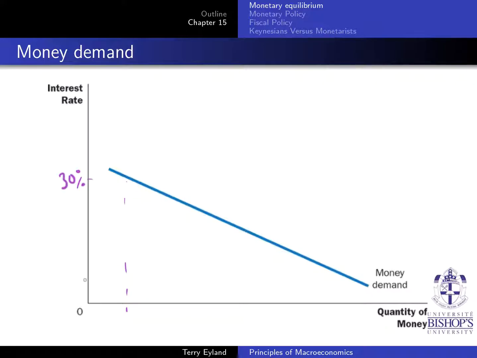But if interest rates are very low, like 1% or something, you could keep a good percentage or almost all of your wealth in cash, and you're not giving up all that much. So you're going to keep more money as cash or in a checking account if interest rates are low. But as interest rates go up, the opportunity cost of giving up that interest gets higher and higher. Therefore, you keep less and less money.